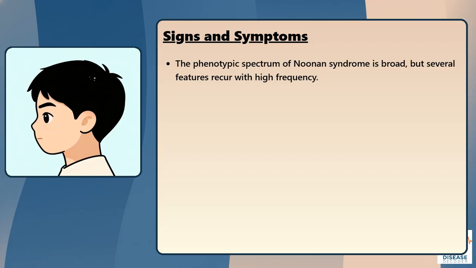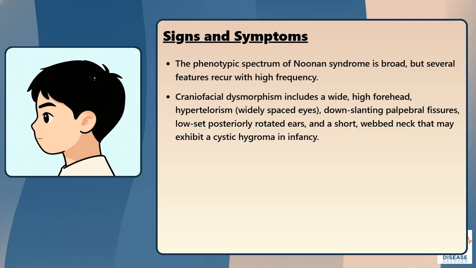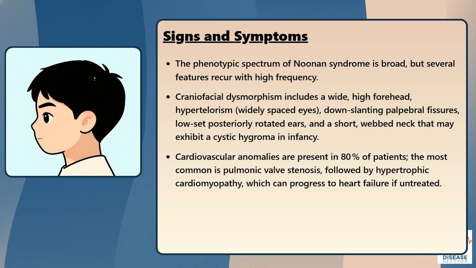The phenotypic spectrum of Noonan syndrome is broad, but several features recur with high frequency. Craniofacial dysmorphism includes a wide high forehead, hypertelorism, widely spaced eyes, down-slanting palpebral fissures, low-set posteriorly rotated ears, and a short webbed neck that may exhibit a cystic hygroma in infancy. Cardiovascular anomalies are present in 80% of patients. The most common is pulmonic valve stenosis, followed by hypertrophic cardiomyopathy, which can progress to heart failure if untreated.